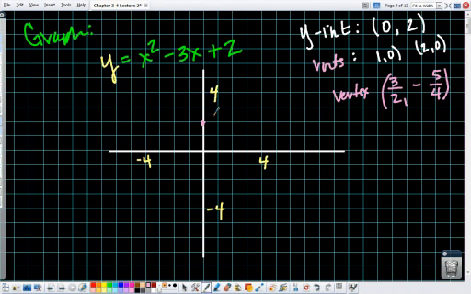My roots are (1, 0) and (2, 0). My vertex is at (3 halves, negative 5 fourths). So I plotted those, and now to finish my graph off, this is where the sketching part comes in. I'm going to sketch this to the best of my ability.